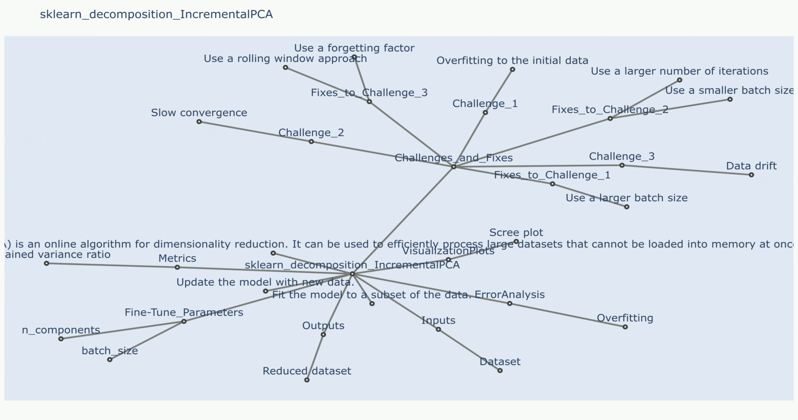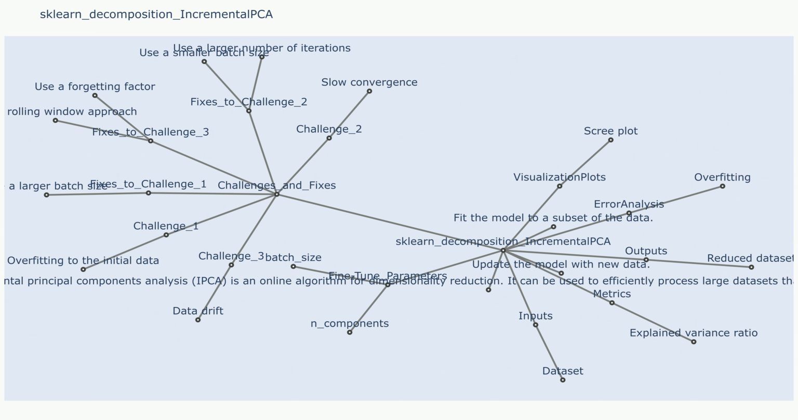Metrics. Explained variance ratio. This metric represents the proportion of variance in the original data that is captured by each principal component. Reconstruction error. This metric measures the difference between the original data and reconstructed data after dimensionality reduction.